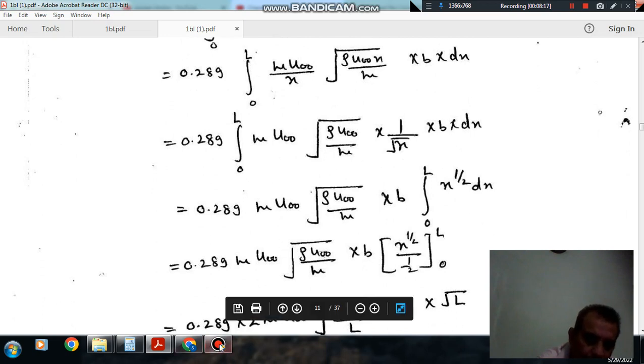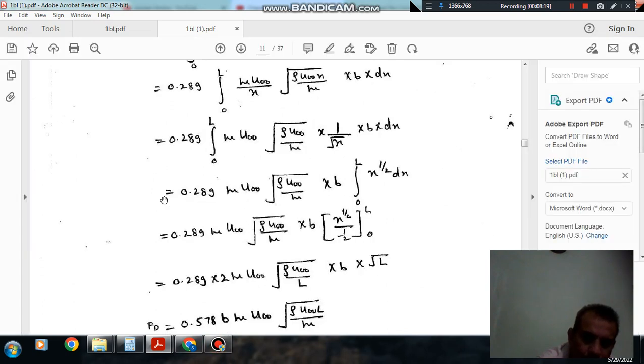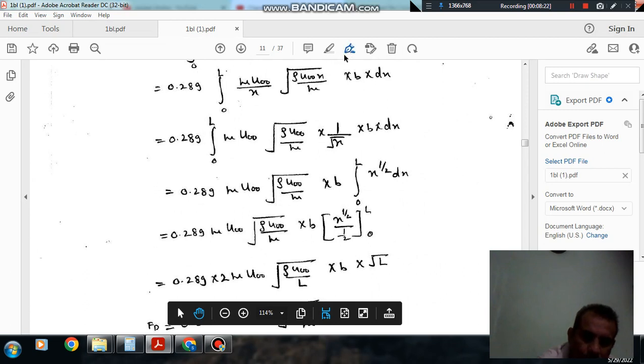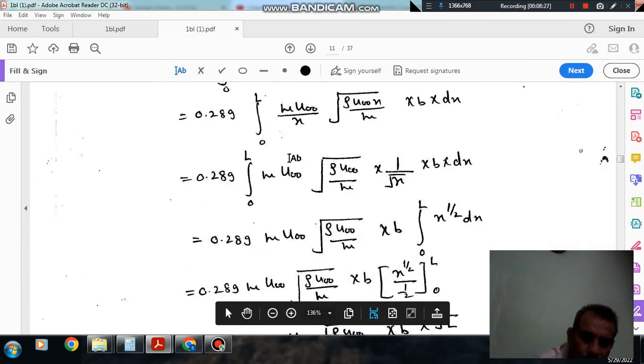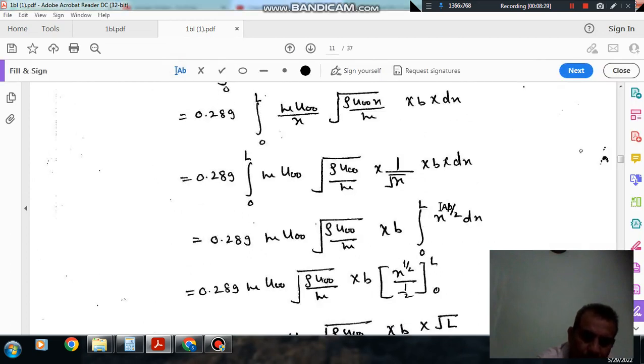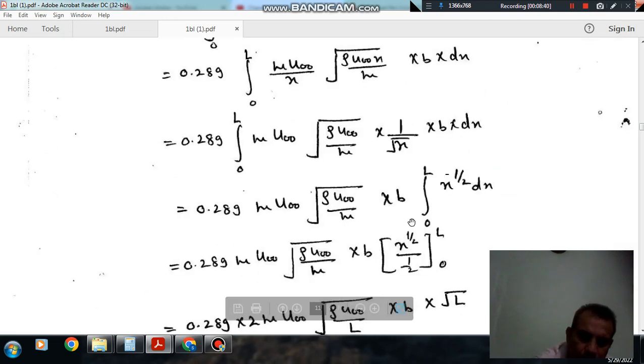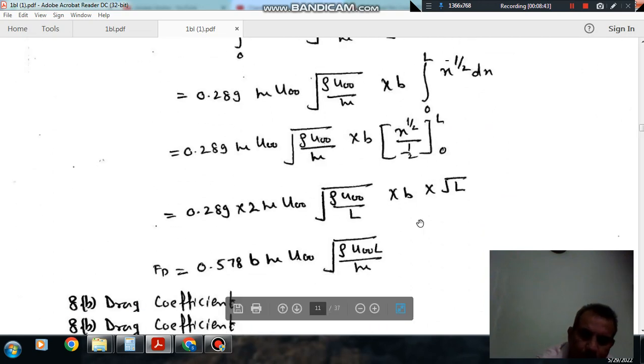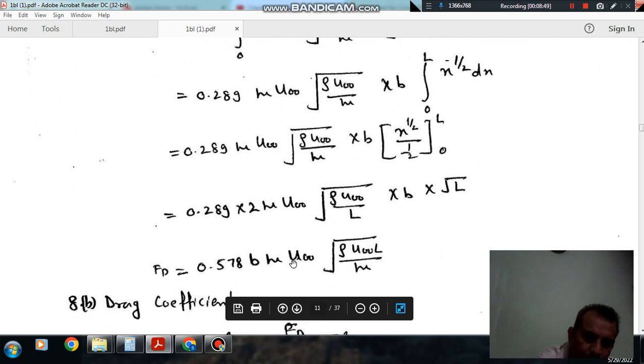So it will be x raised to power minus 1 by 2. Now its integration will be x raised to power 1 by 2 divided by 1 by 2. Now limits are 0 to L, so putting the limits, we get the drag force as 0.578 mu u infinity root of rho u infinity L by mu.